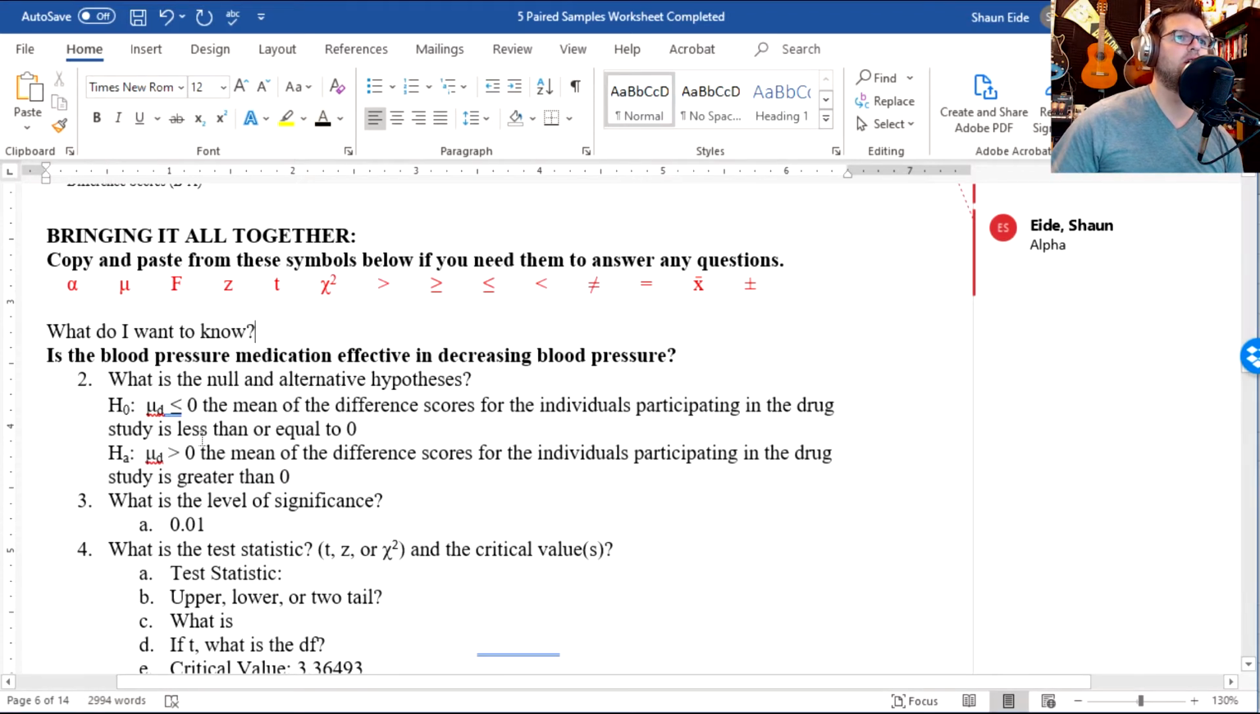And so our null hypothesis is saying that the mean difference is going to be less than or equal to 0. So the mean of the difference scores for the individuals participating in the drug study is less than or equal to 0. And then the alternative hypothesis is that the mean difference is going to be greater than 0. In other words, the mean of the difference scores for the individuals participating in the drug study is greater than 0.